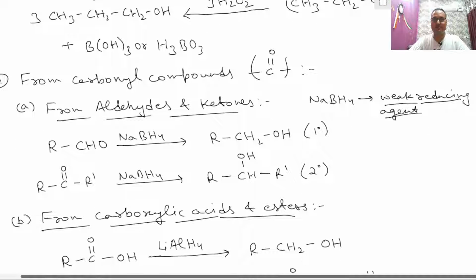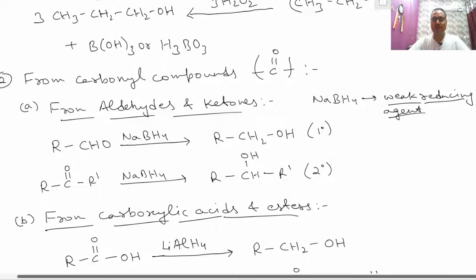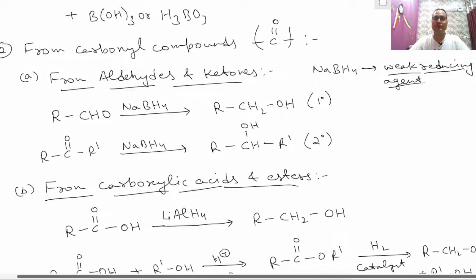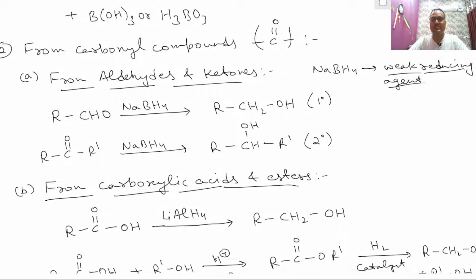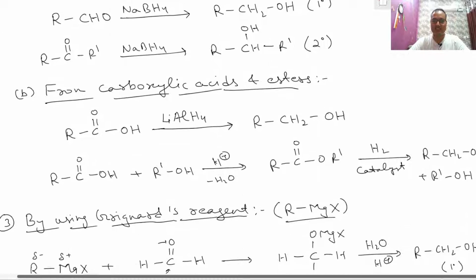The next method is from carbonyl compounds. From carbonyl compounds we have two further methods. The first one is from aldehyde and ketone. For aldehyde and ketone, we can use sodium borohydride, which is a weak reducing agent that can reduce our aldehyde and ketone to the respective alcohol. If we have an aldehyde, we'll get a primary alcohol. If we have a ketone, we get a secondary alcohol.